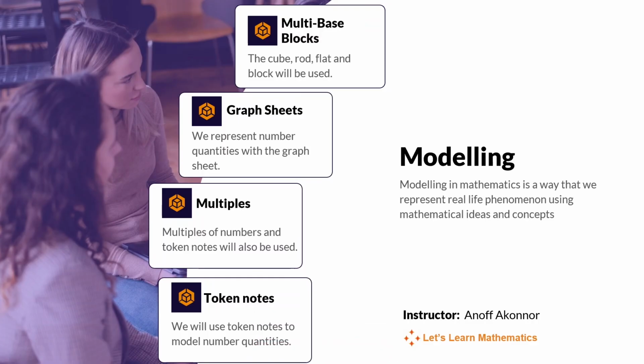Then we'll move on to the multiples. That is, we'll use multiples of numbers to also model bigger number quantities. Then we'll also look at the token currency. That will also use the same principles that we'll be using with the multiples to also model number quantities.